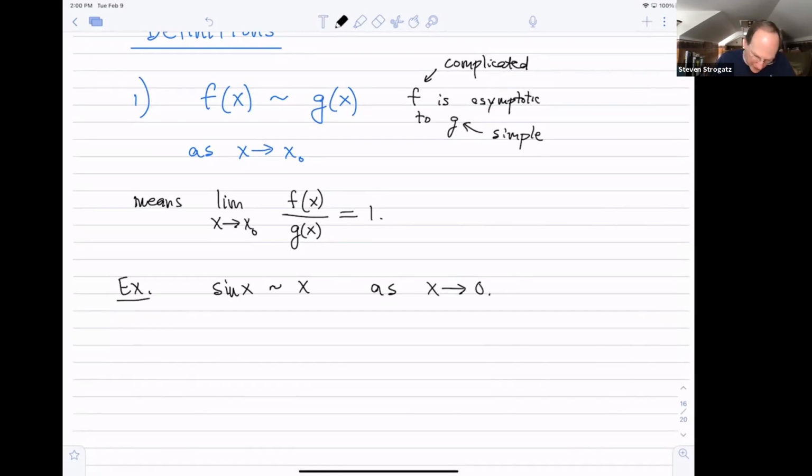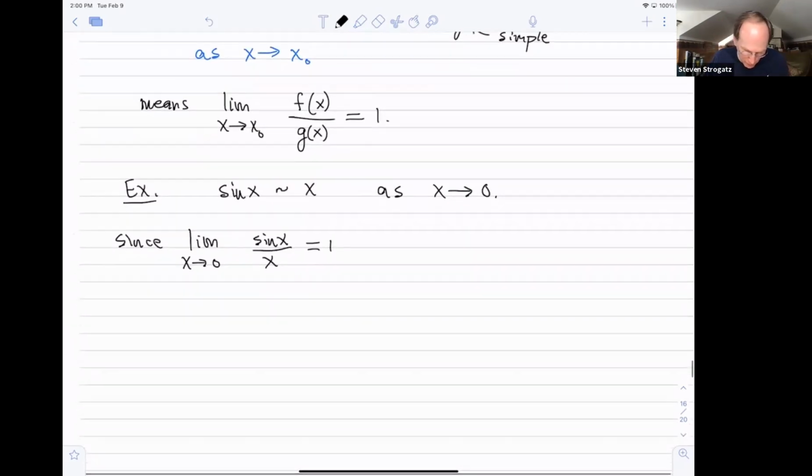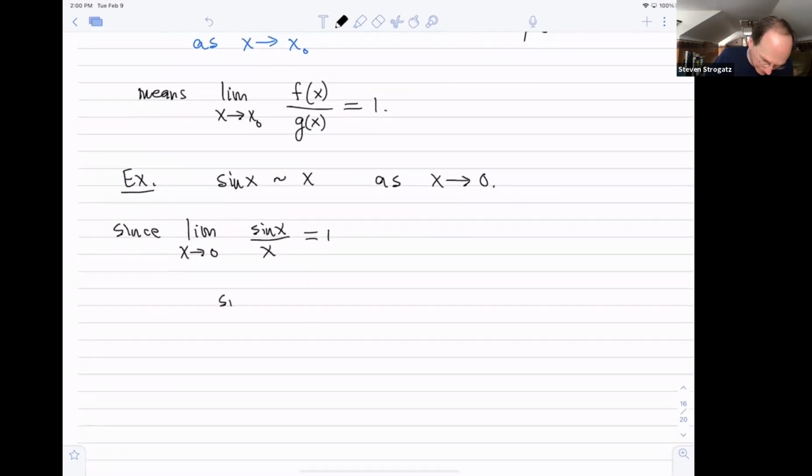And that's true because of that famous limit, the limit of sine x over x is 1 as x goes to 0. So sine x is asymptotic to x in this sense. Similarly, you could say sine of x is asymptotic to x minus x cubed over 3 factorial, because that would also have a limit of 1 as x goes to 0.